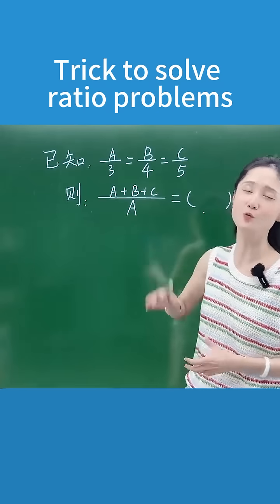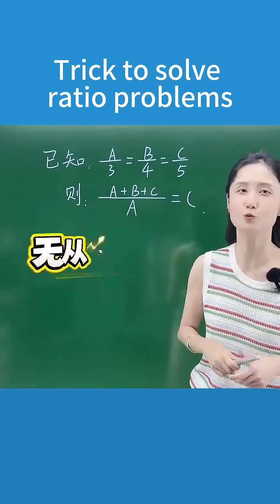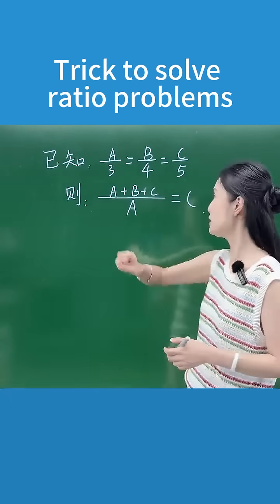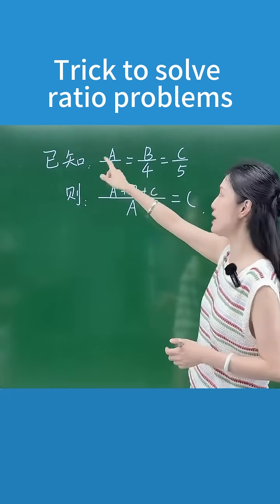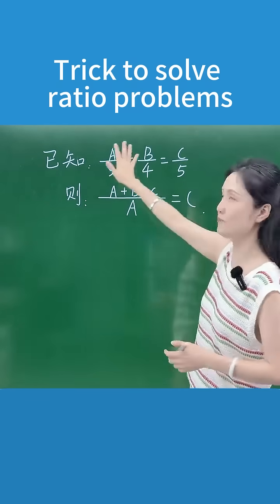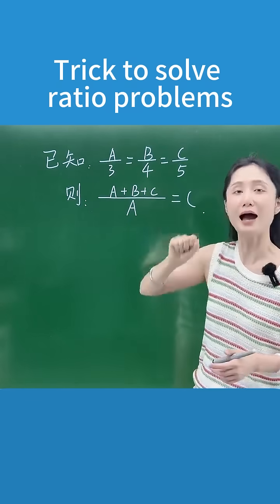We've gone over this problem many times, but many people still don't know where to start. Actually, let me tell you, there are only two forms for this type of problem. The first one is a continued equality, like a over 3 equals b over 4 equals c over 5, where it's just bare, without telling you what it equals.